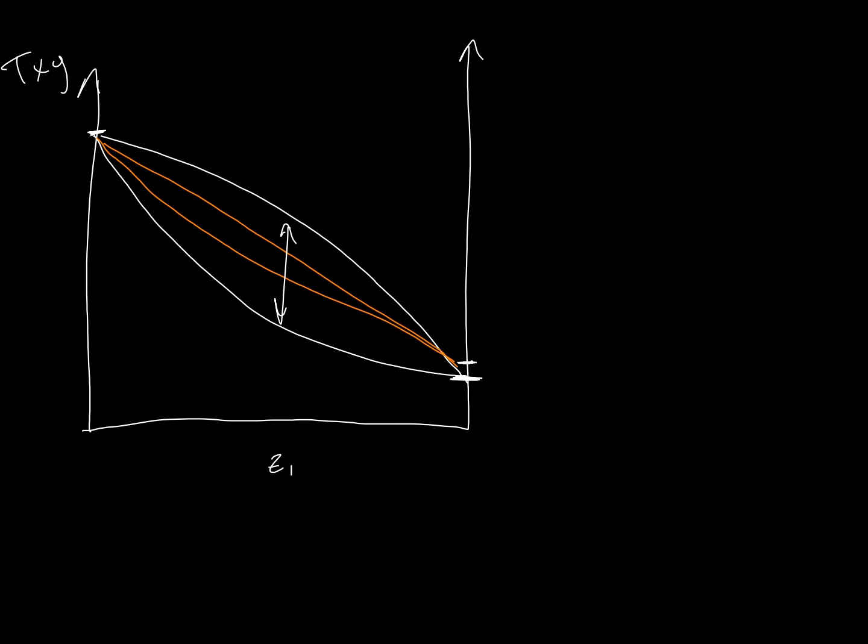So at high temperature, what phase are we in? High temperature in which phase? Vapor. And this is the bubble. So this top line here, which is this curve? Dew curve. And this one here is the bubble curve.